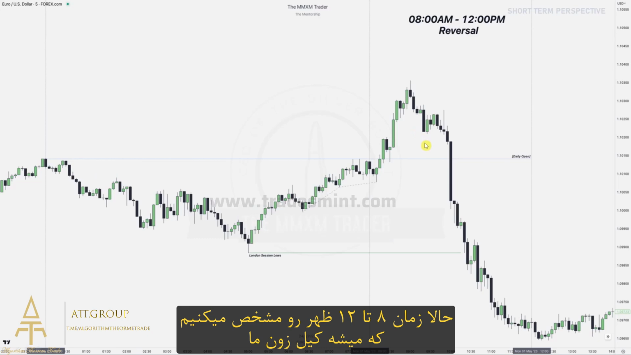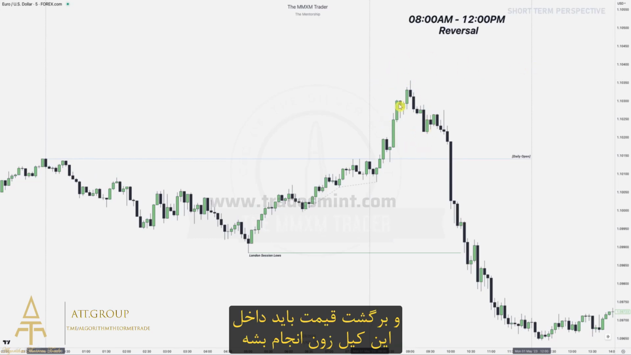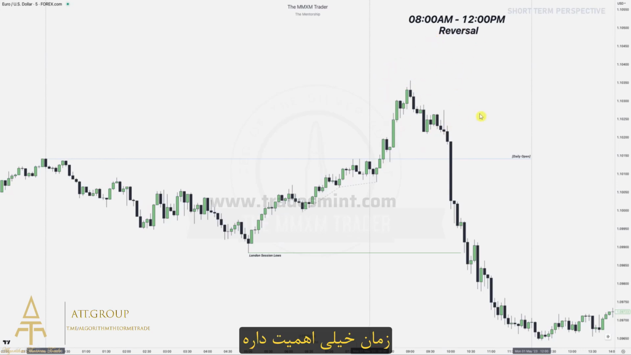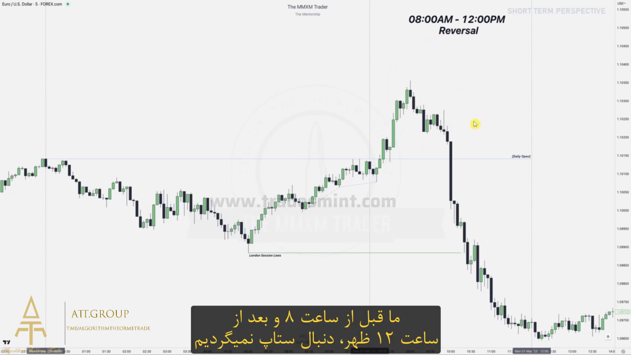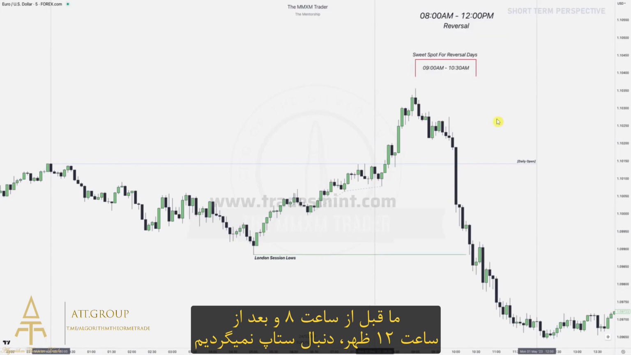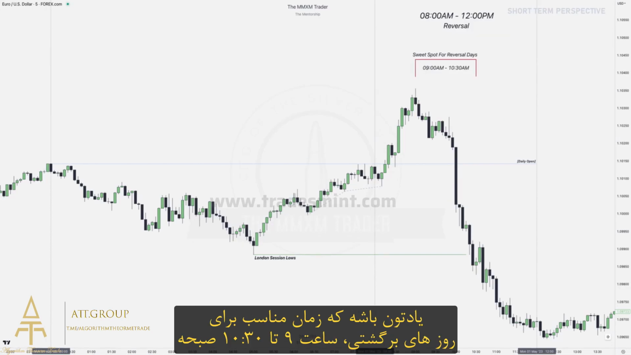Now, outline that 8 a.m. to 12 p.m., right? Our kill zone, and a reversal should happen inside this kill zone. And time is very important. We're not going to look for a setup before 8 a.m. and we're not going to look for a setup after 12 p.m. Again, remember the sweet spot for reversal days, right? 9 a.m. to 10:30 a.m.